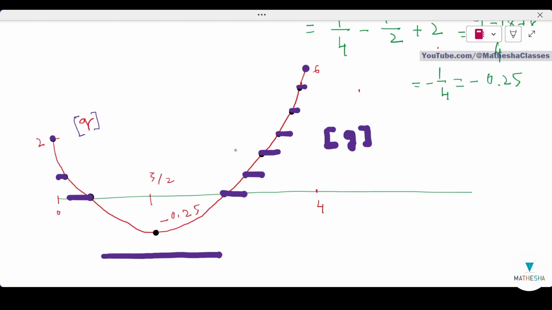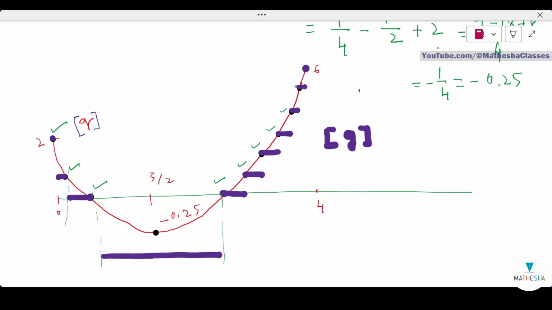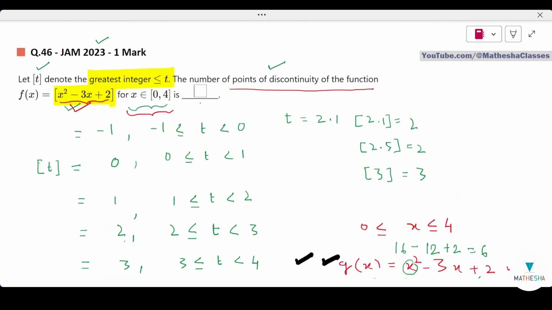Now let us count the number of discontinuities here. One discontinuity here, 1, and then 2, because this is the point where the second discontinuity will occur. Third discontinuity will occur at this point, 3, 4, 5, 6, 7, 8, 9 and 10. So the total number of point of discontinuities for box of gx is 10. So the answer is 10.